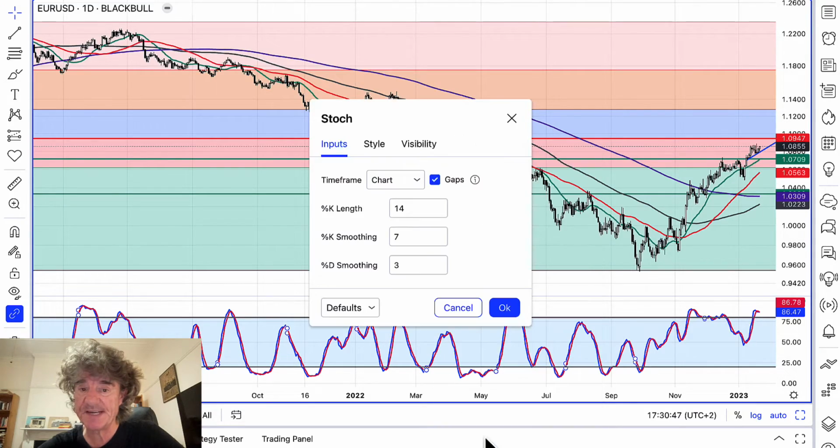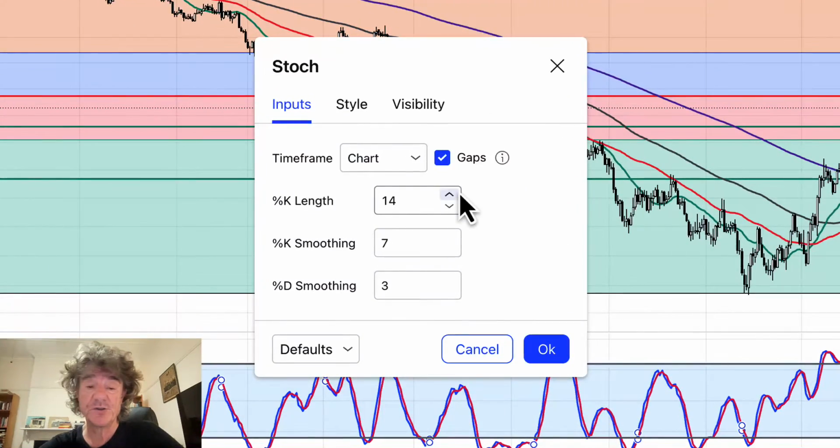So let's go across to settings, and first of all, you'll see there are three numbers that you have to put in. First of all is the percentage K length, the percentage K smoothing, which is a moving average of the percentage K length, and then the percentage D smoothing, which is an average of that.